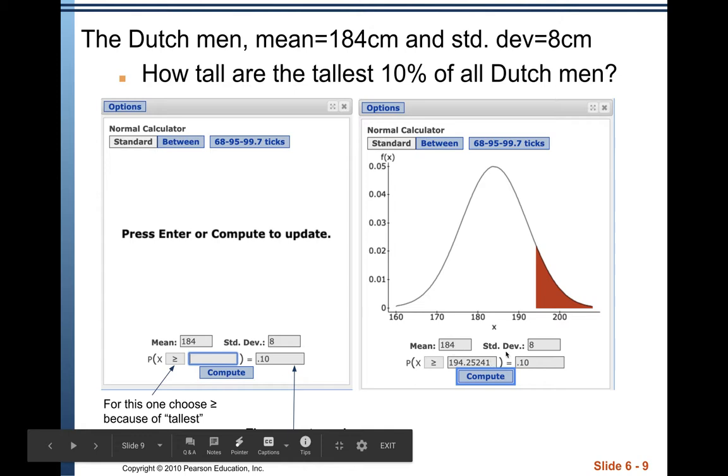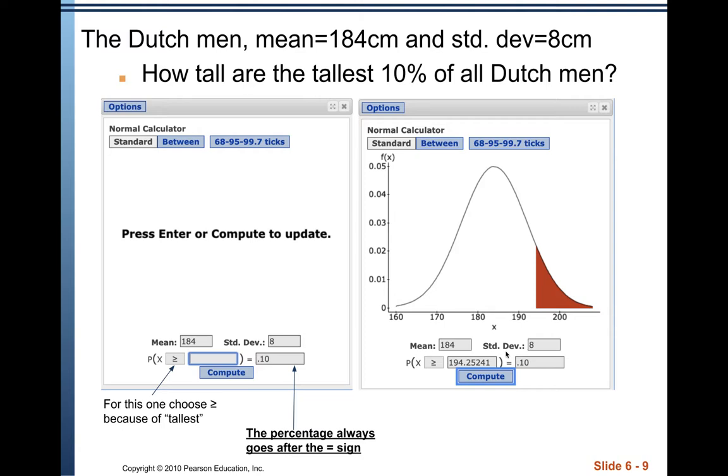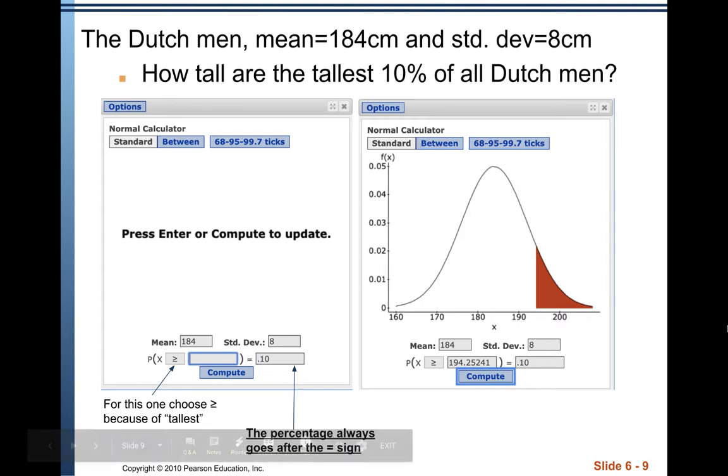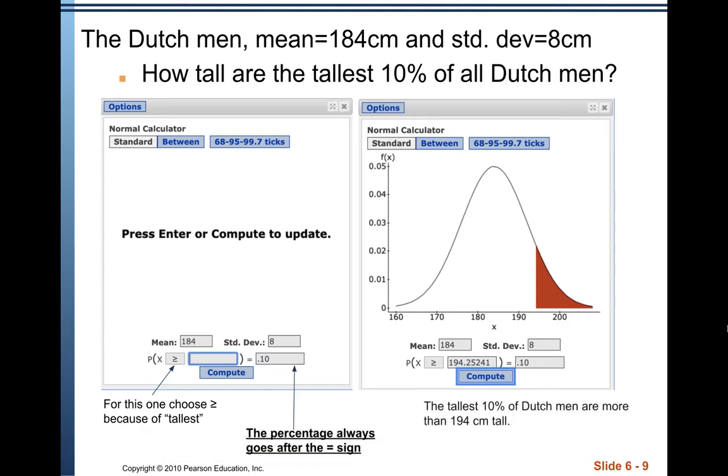So that answer tells us how tall are the tallest 10%. The tallest 10% of Dutch men are more than 194 centimeters tall. So when we're going backwards, we're still going to use the same menu, except we're going to put that percentage as a decimal after the equal sign.